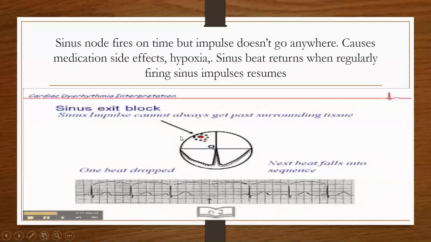So with your sinus exit block, the sinus node fires on time, but the impulse doesn't go anywhere. It can't get past that surrounding tissue. And some causes of that could be medication side effects, hypoxia, but your rhythm tends to return once your SA node starts firing back to normal, then your rhythm will return to normal.